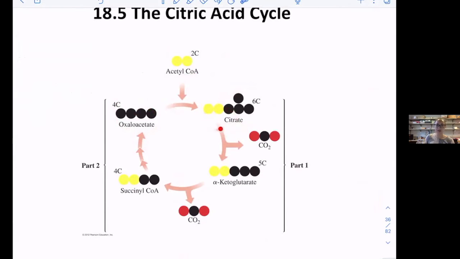So remember, the yellow is going to be our new carbons, acetyl-CoA, coming in. So now we have 6 carbons. We get rid of one of the carbons through carbon dioxide. Now we have a 5-carbon ketoglutarate. We get rid of another carbon as carbon dioxide, and then we have succinyl-CoA. That gets converted to oxaloacetate again, and then the process can just repeat over and over.